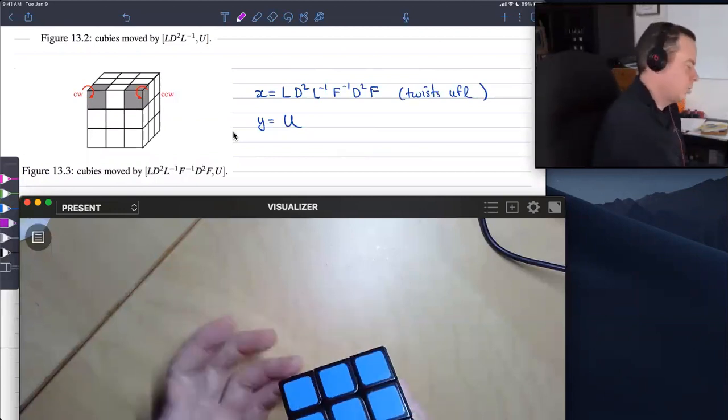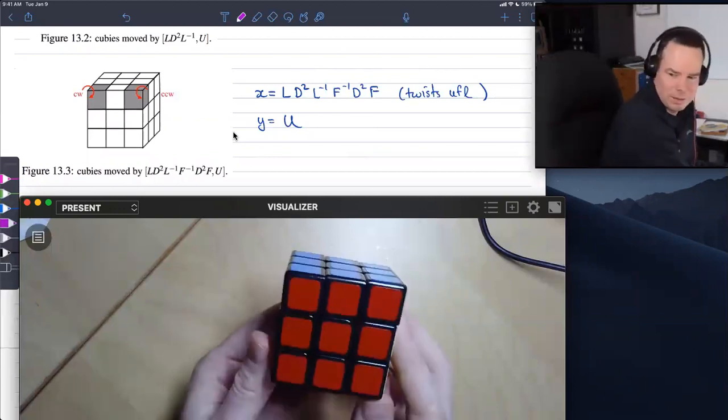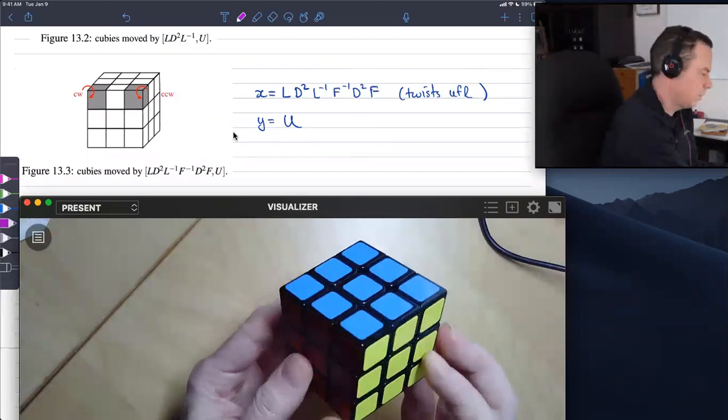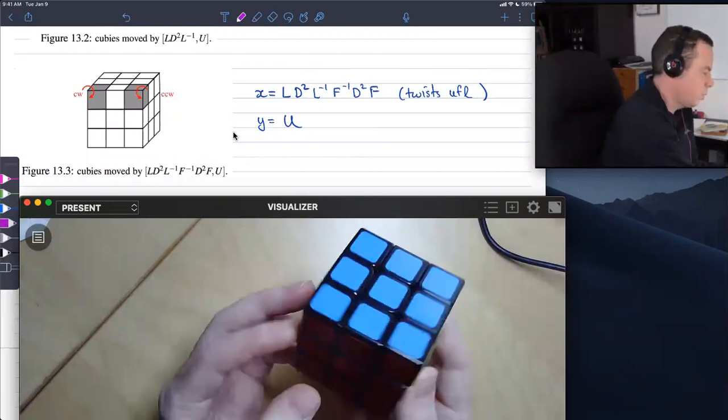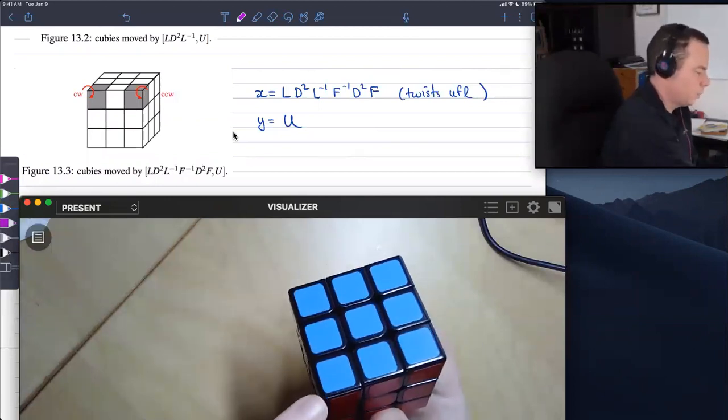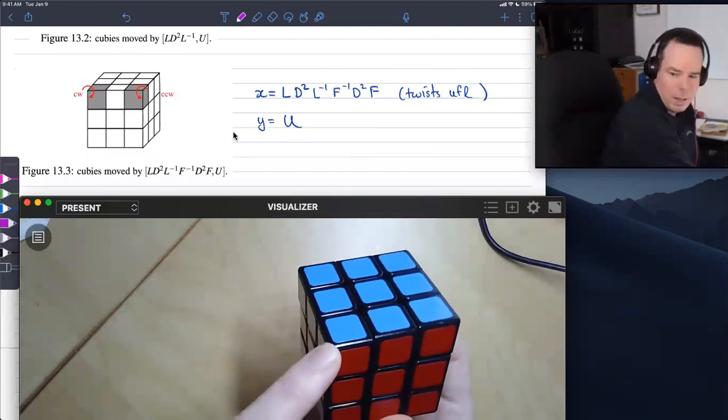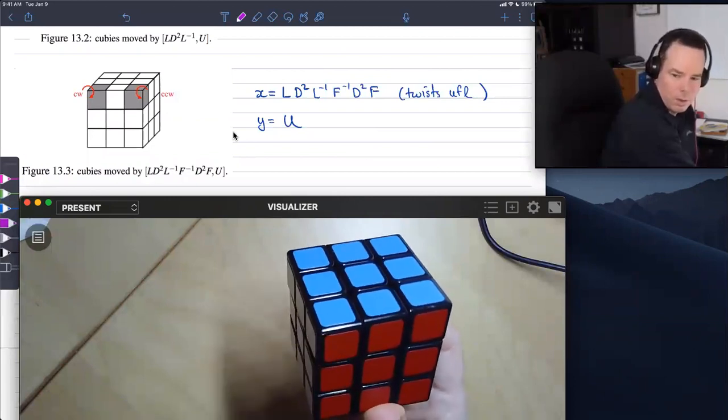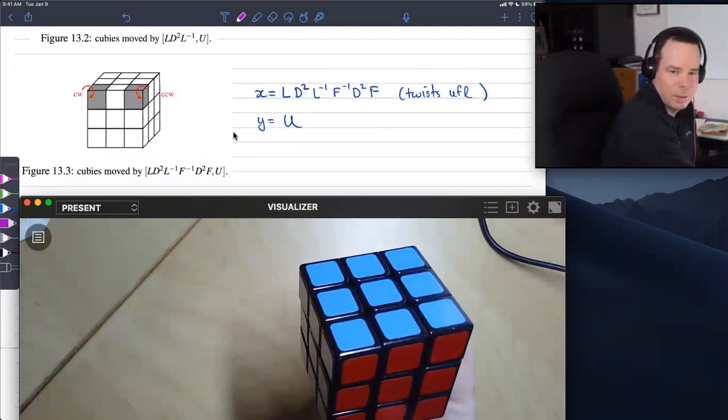Okay, it's not so much a matter of memorizing what that does or that move sequence. It's a matter of just figuring out what is it you want to do. So what do I want to do? What I want to do is take this corner piece and run it around the puzzle and bring it back up, rotate it.